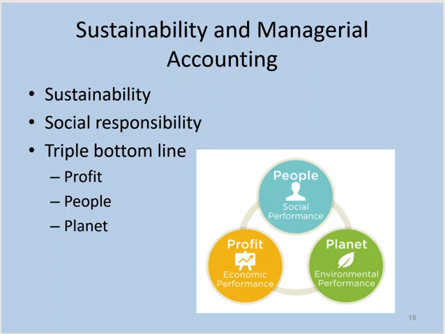The triple bottom line is a relatively new concept which recognizes that a company's performance should not only be viewed in terms of its ability to generate economic profits, like we were talking about with social responsibility, but also by its impact on people and the planet. So we're combining all three of those. So sustainability could be viewed in terms of three interrelated factors that influence a company's ability to survive and thrive in the long run, which include people, profit, and planet.